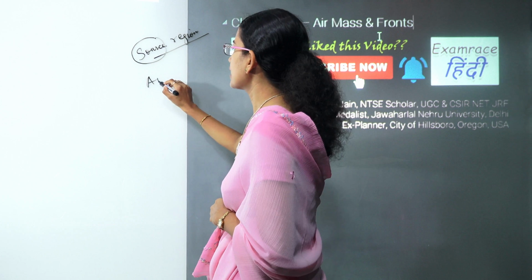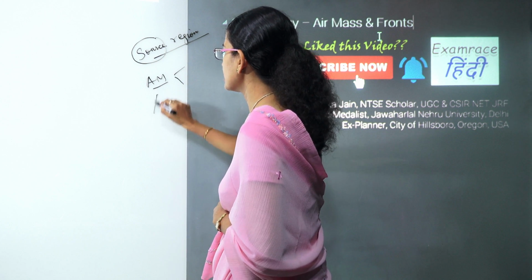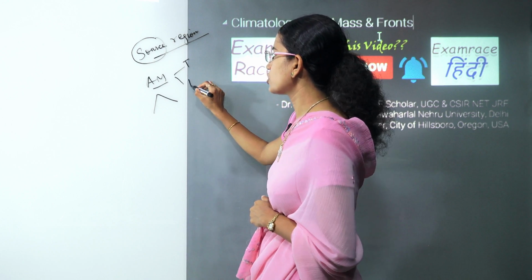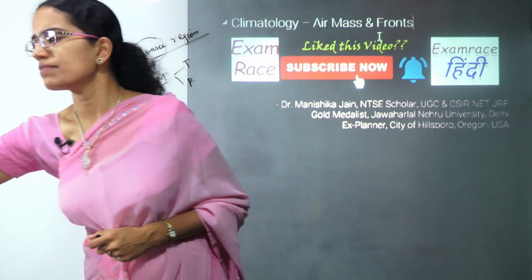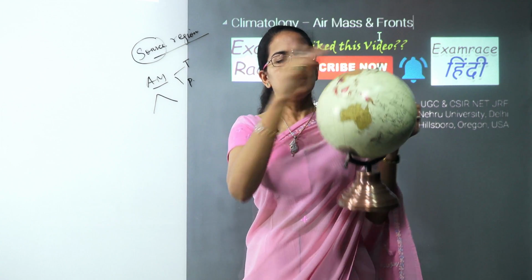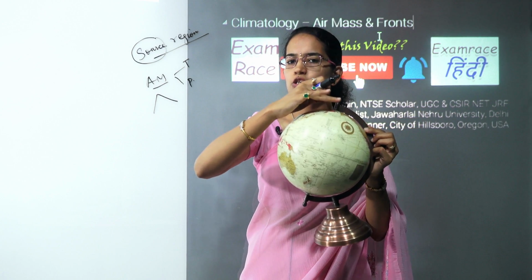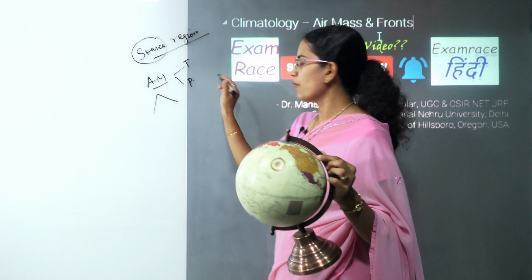Now air mass can be further classified into various types. Based on the origin, it could be either the tropical region or the polar region. So let's say I have a globe here. It can originate close to the equator, so it would be tropical. If it originates close to the poles, it would be the polar air mass.